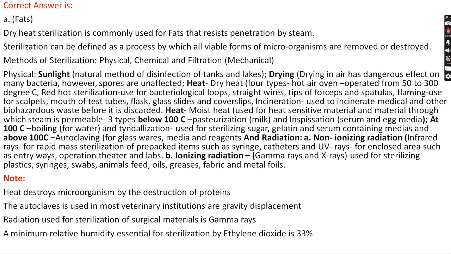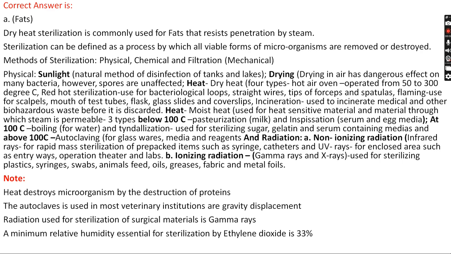And the last one is radiation. Under radiation we use two types: non-ionizing radiation and ionizing radiation. Non-ionizing radiation includes infrared and UV rays. Infrared is used for rapid mass sterilization of pre-packed items like syringes and catheters, while UV rays are used for enclosed areas such as entryways, operation theaters, and labs. Next is ionizing radiation, which includes gamma rays and X-rays, used for sterilization of plastic syringes, swabs, animal feeds, oil, greases, fabrics, and metal foils, etc.